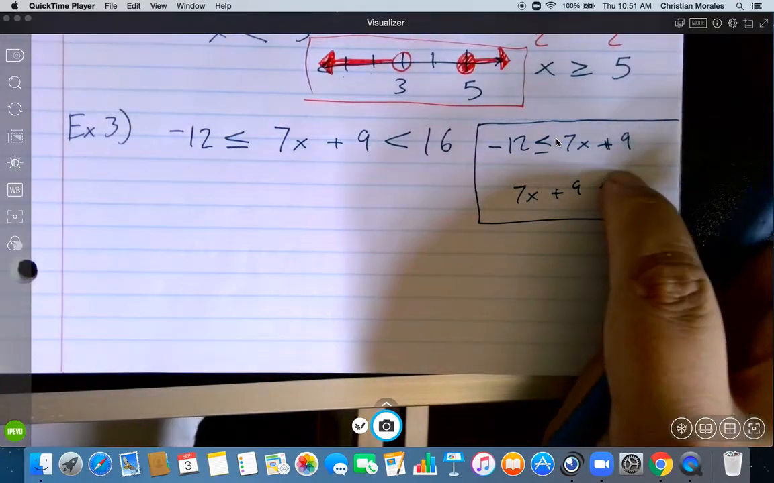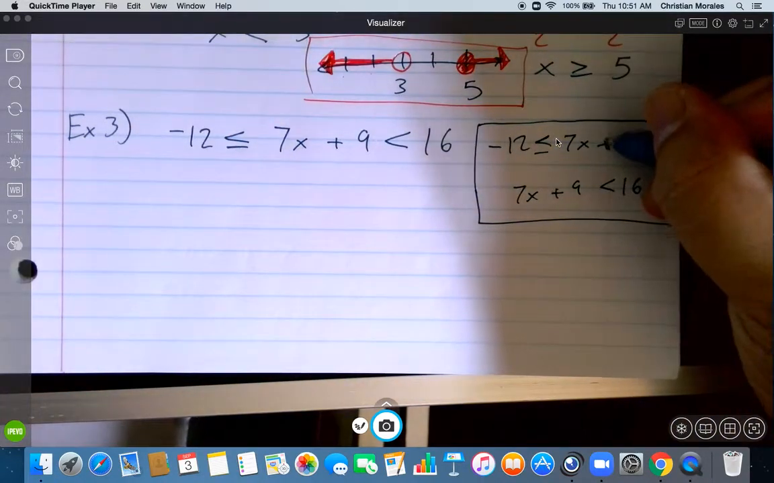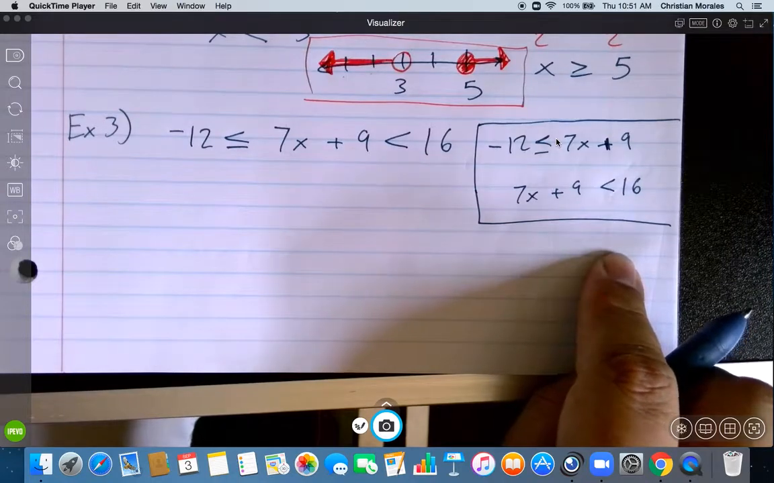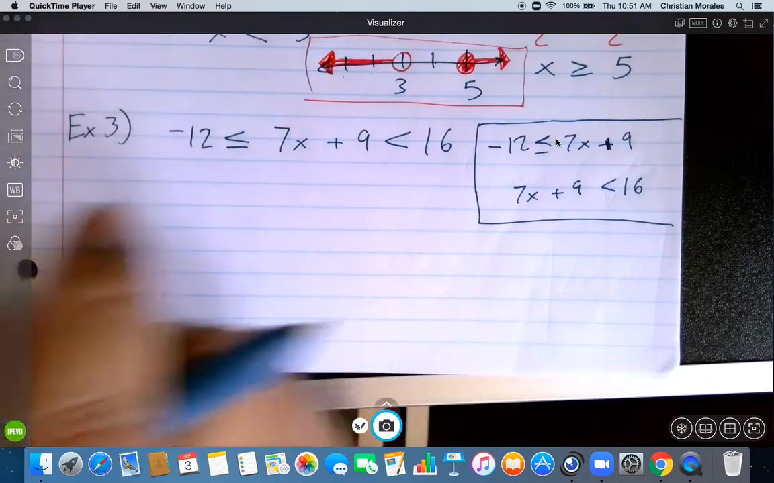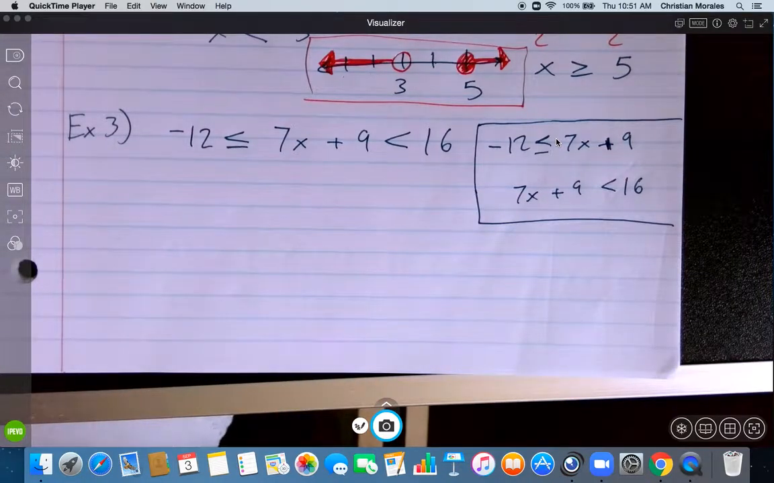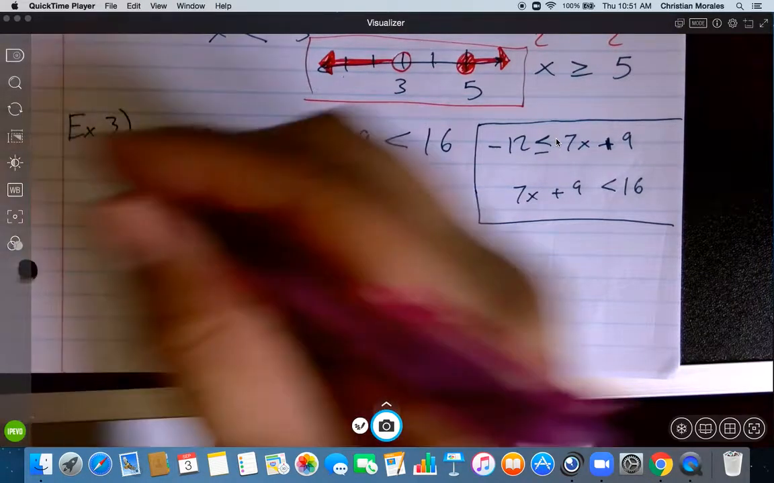You can rewrite it as two different inequalities and solve for them separately. The inverse is subtracting 9 and then dividing by 7, and you get your answers. But what I want to do is actually solve it at the same time. This is what I mean.